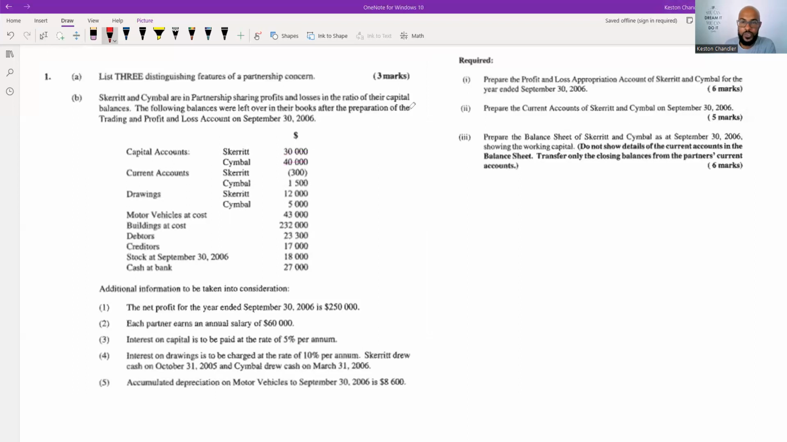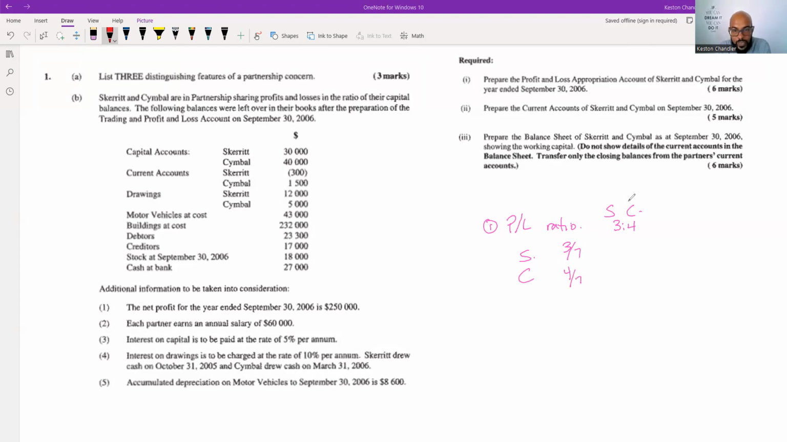Right? So in your working, remember you want to head up working and you want to itemize things as you go through this question. So this is one you'll definitely do. Right? You'll talk about your P&L ratio, your profit and loss sharing ratio. And you could say here that's going to be 3-to-4. And that's the Skeritt and Cymbal. Right? So you write Skeritt and Cymbal and you say 3 sevens and 4 sevens. So you're getting that 7 by adding the 2 parts together.